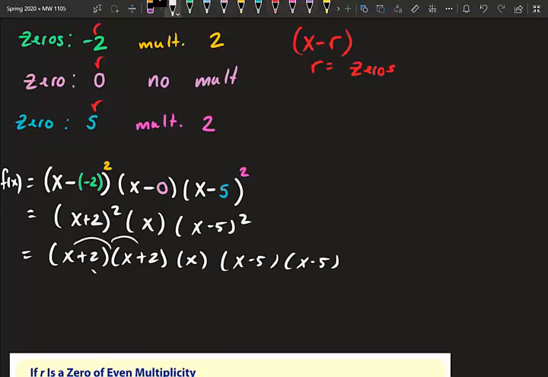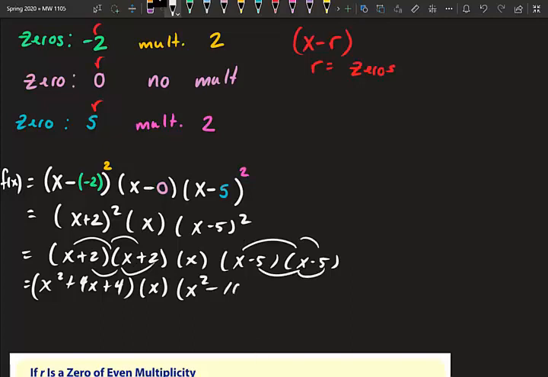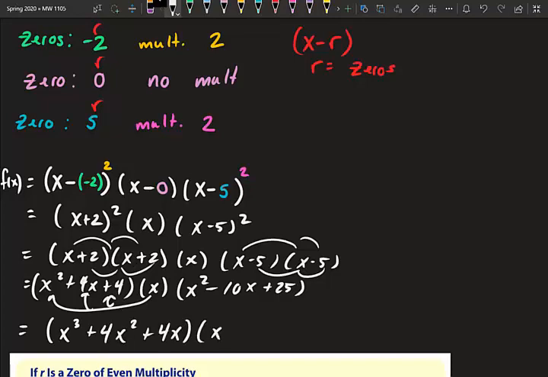We FOIL our first one, so we get x squared plus 4x plus 4. Still have that x in the middle. And then we FOIL our next one to get x squared minus 10x plus 25. We can go ahead and just distribute the x. I feel like that's going to be the easiest thing to do right now. And when we do, we get x cubed plus 4x squared plus 4x all times x squared minus 10x plus 25.